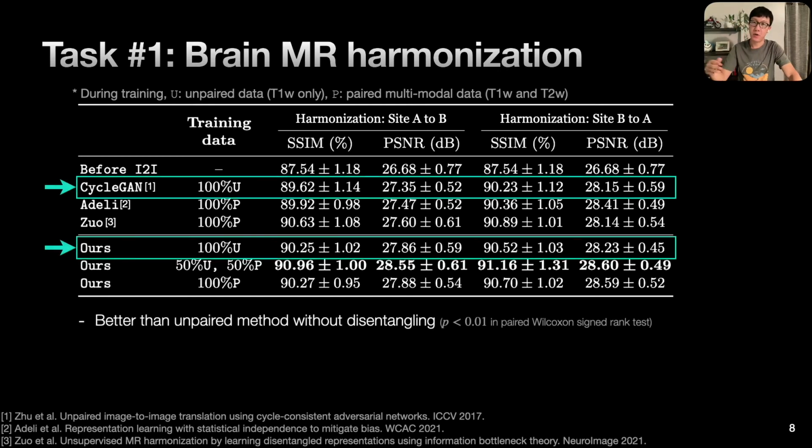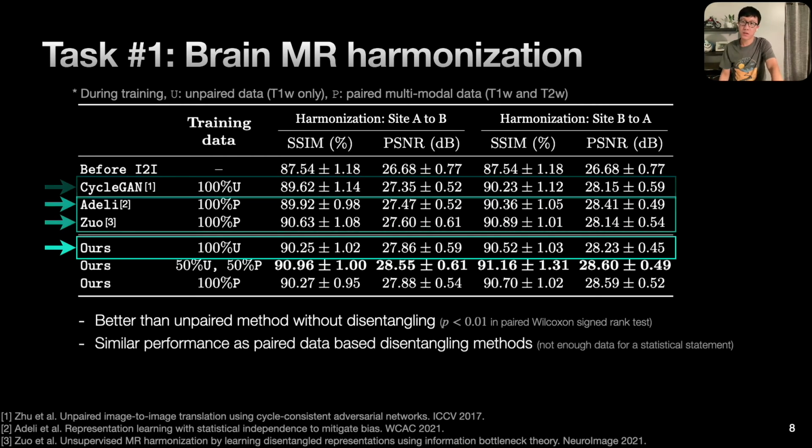We first compare our method that is trained only on T1 weighted images with CycleGAN. We show that our method achieved superior performance with statistical significance. We then compare our method with existing disentangle methods that rely on multi-model paired data, meaning T1 weighted and T2 weighted images of the same subject for training. And our method only trained on T1 single model has similar performance to multi-model based disentangling methods.